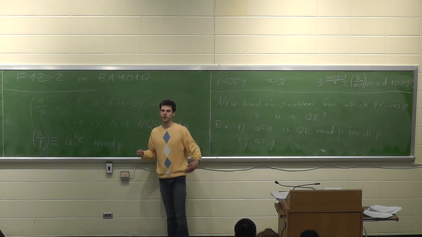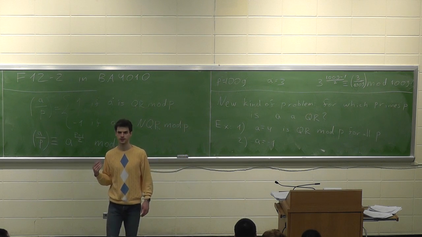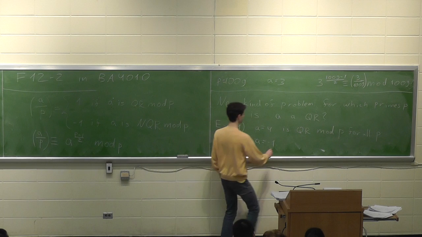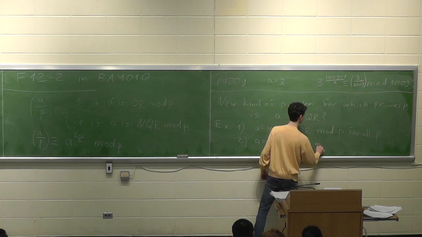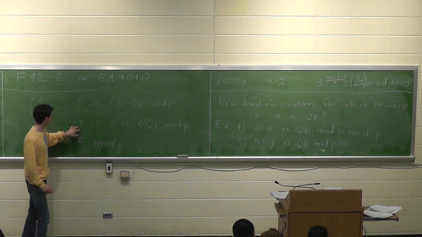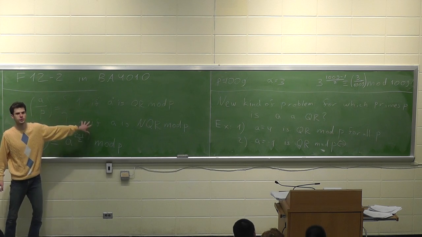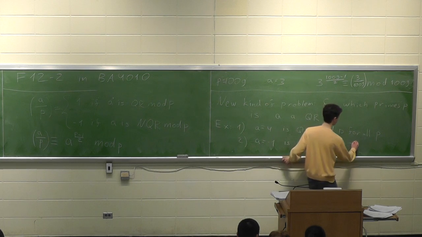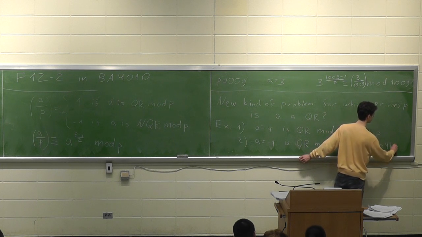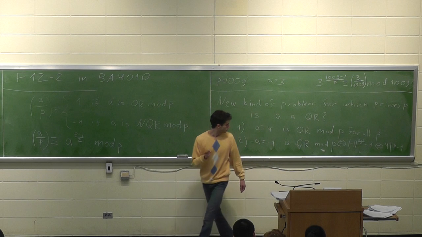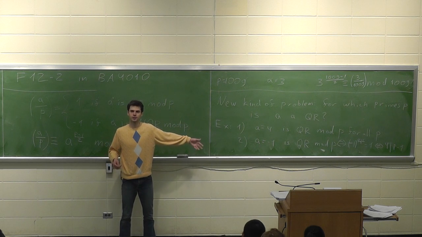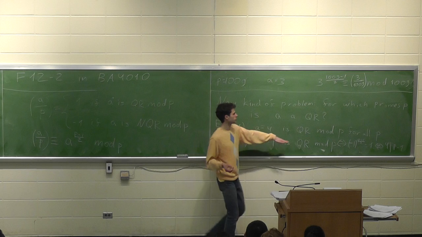Another example, a equal to minus 1. What about this one? For which primes p is minus 1 a square of something? So this thing is a quadratic residue modulo p when, well, we kind of have a criterion: minus 1 to the power of p minus 1 divided by 2 is equal to 1. We can write that 4 divides p minus 1. So here we have once again a complete characterization of those primes for which minus 1 is a quadratic residue.